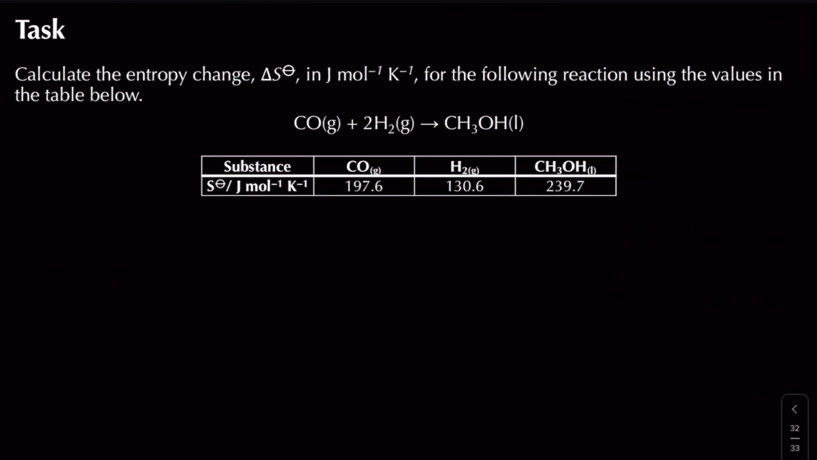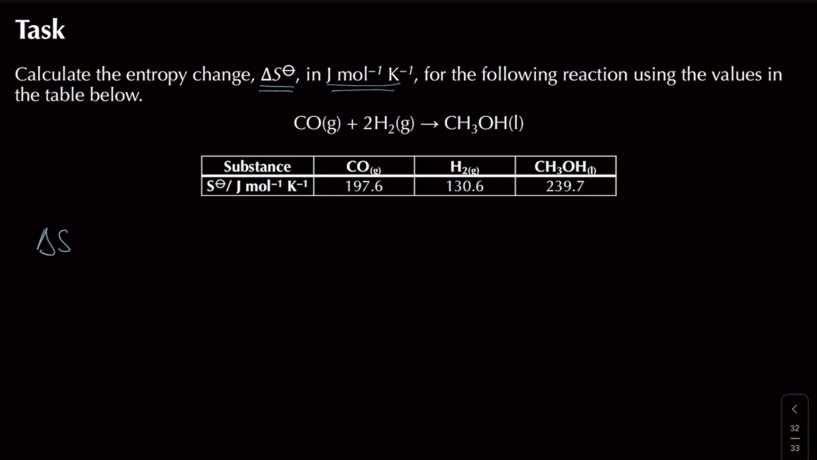So here we're asked to calculate the entropy change, delta S, the standard enthalpy change value in joules per mole per Kelvin. So we don't need to change any units over here. For the following reaction, we've got a table with some results and of course our balanced equation as well. So we know we're just going to do delta S, of course products minus reactants.